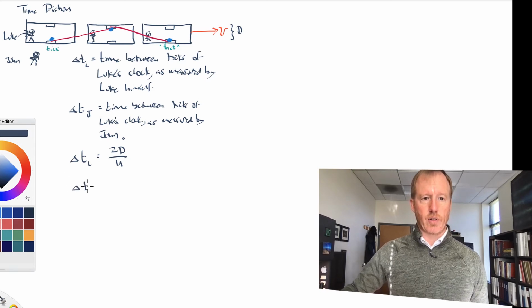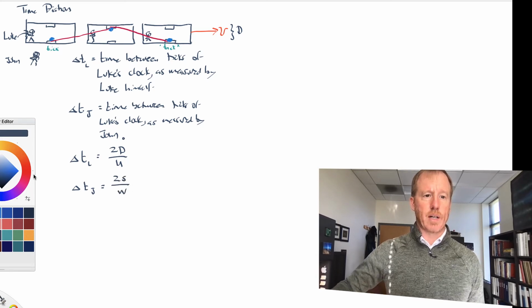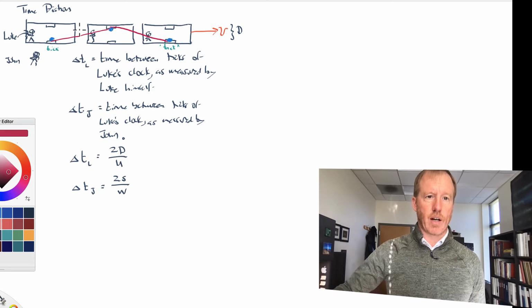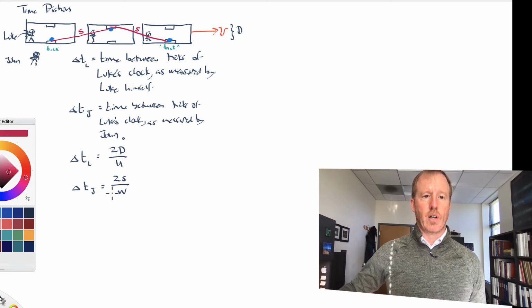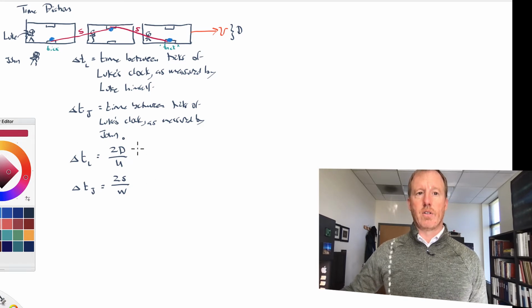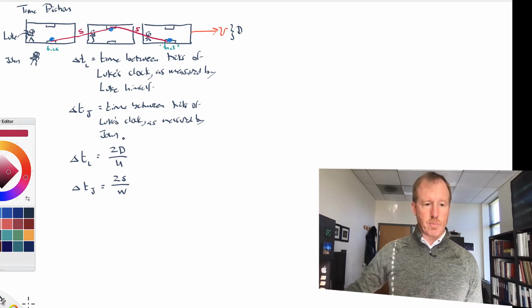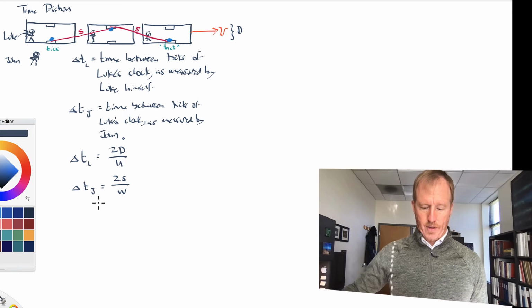Well, that's delta t_J would be 2s over w. Remember, s would be the length of this line segment right here because it's moving along a diagonal, and this would be s also. So 2s would be the distance, and w would be the speed of this ball as measured by John.